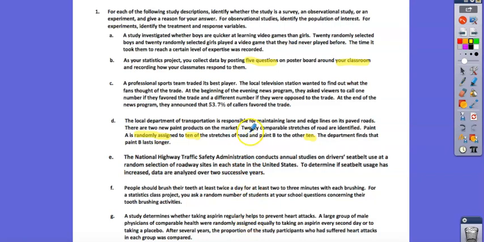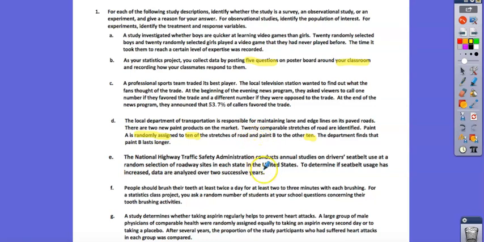However, you do have a possible lurking variable here. You could have things like weather and traffic that could affect this experiment. So that's one where you might want to note the possible lurking variables.